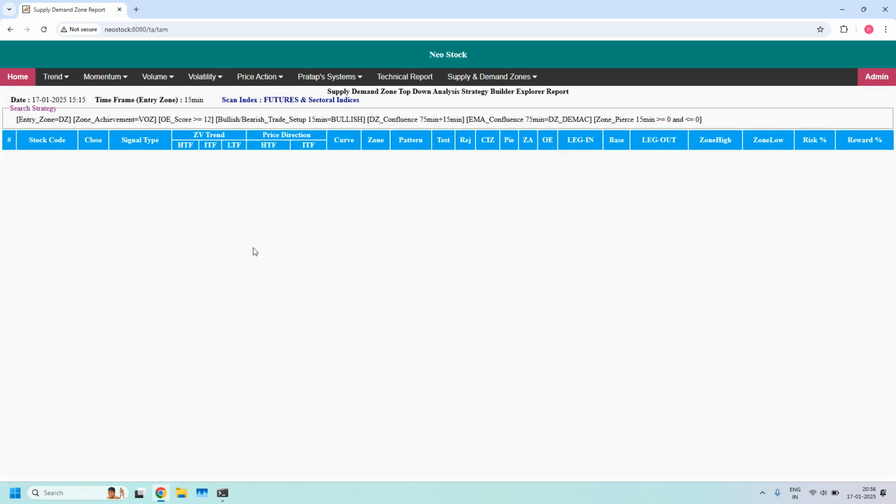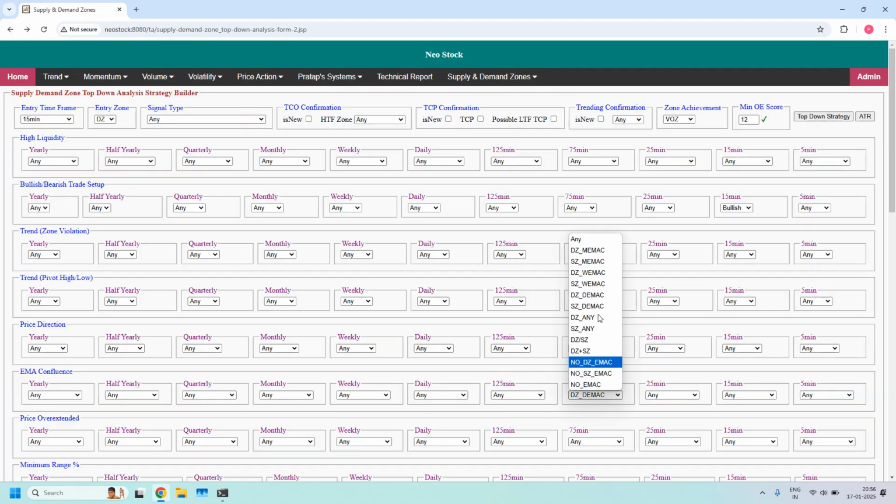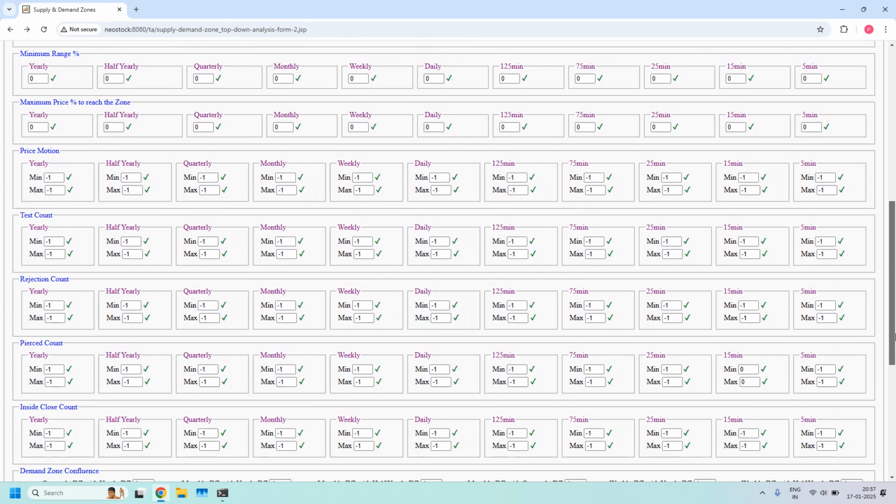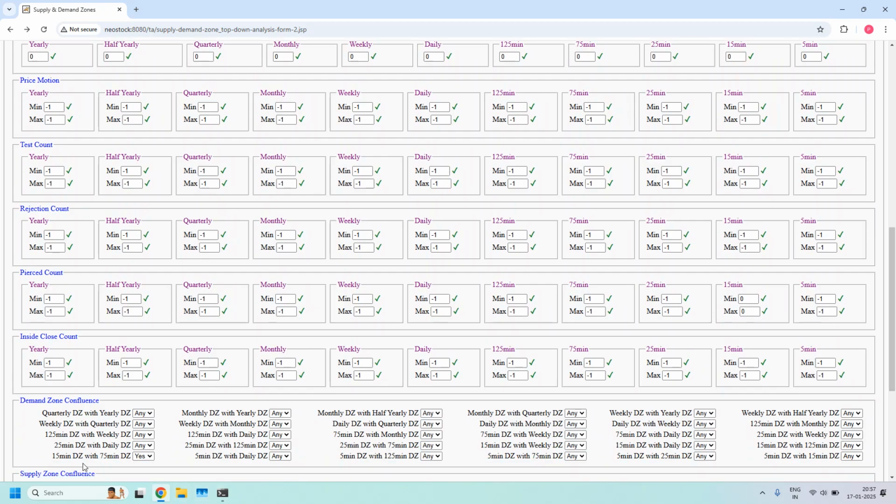Okay, no problem. Next we can look for LTF, ITF, HTF demand zone confluence supported stocks. I am removing the EMA filter. LTF, ITF, HTF demand zone confluence. 3 filters we have to set. First filter is already enabled. 15 with 75 minutes demand zone confluence. Second filter, 15 minutes demand zone with daily demand zone confluence. Third filter, 75 minutes demand zone with daily demand zone confluence.